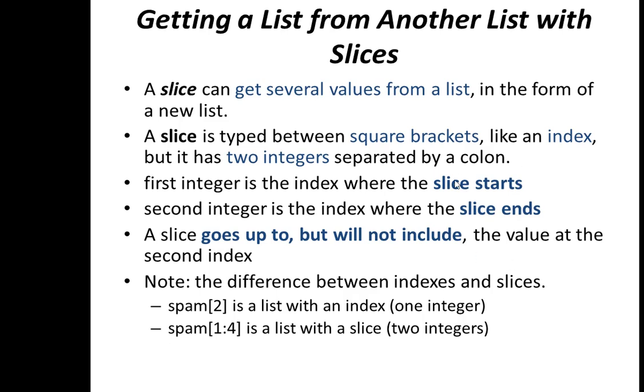We can get a list from another list with slices. So what is a slice? A slice is used to get one or several values from a list, in turn generating a new list.